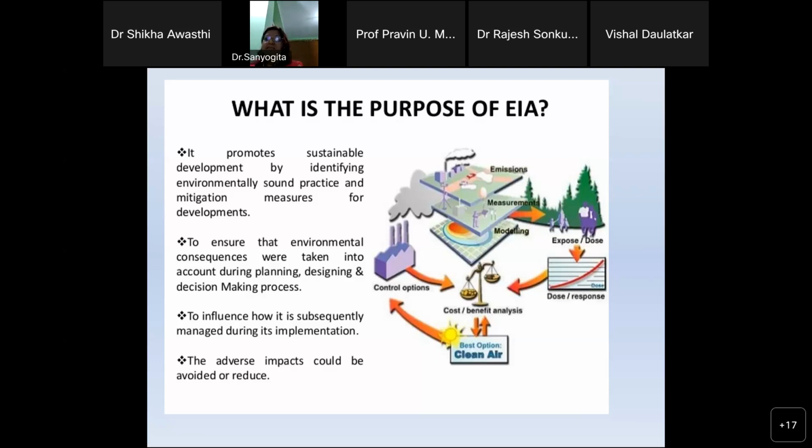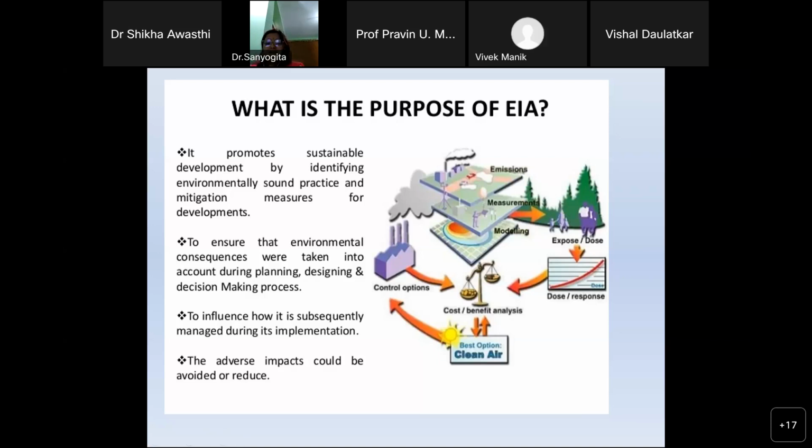So EIA is proposed to identify sound practices to mitigate the measures for the development. It also leads to the consequences being considered in proper planning, during the planning, designing and decision making process. This EIA also leads to how the management and the implementation of the project can be carried out.